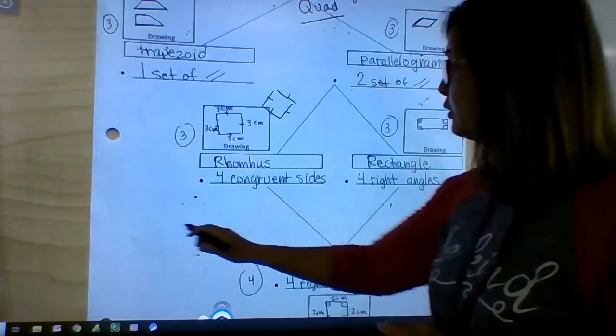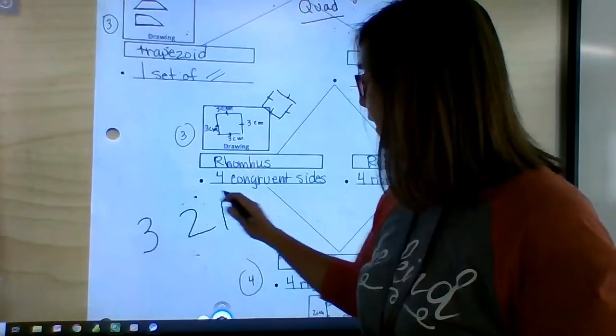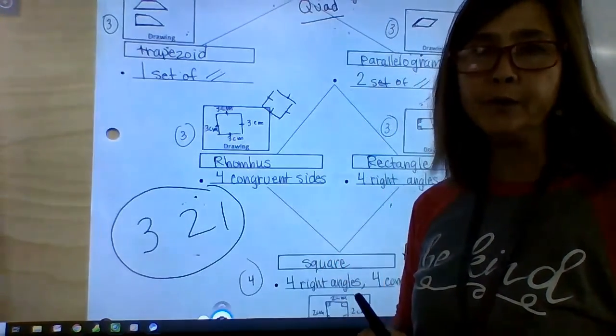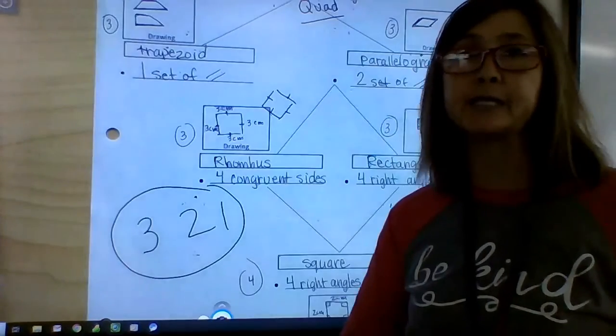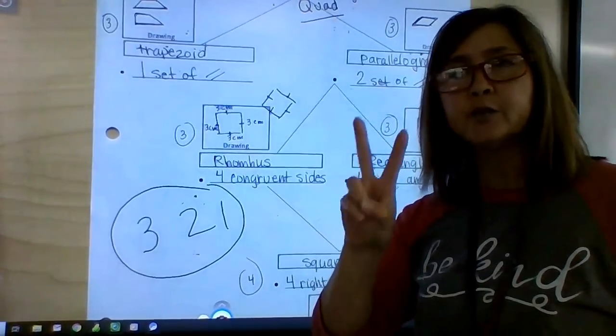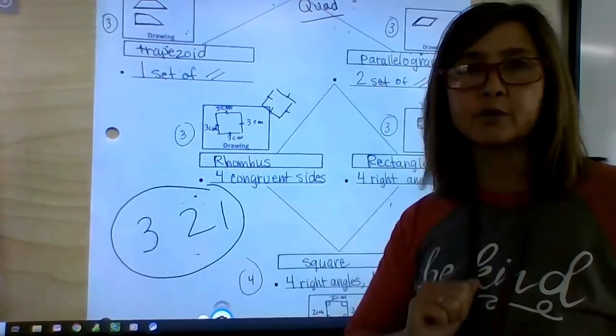So today you're going to do a 3, 2, 1 activity. You're going to tell me 3 things you learned, 2 things you knew, and 1 thing you are more curious about that you would like to learn more about this. Does that make sense? So 3, 2, 1. 3 things you learned, 2 things you knew, and 1 thing you want to learn more about.